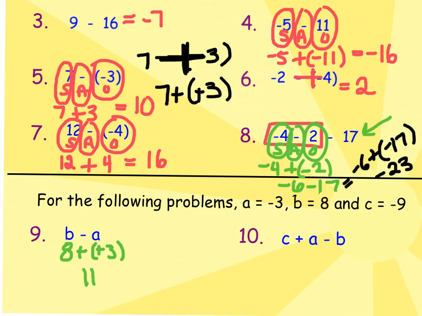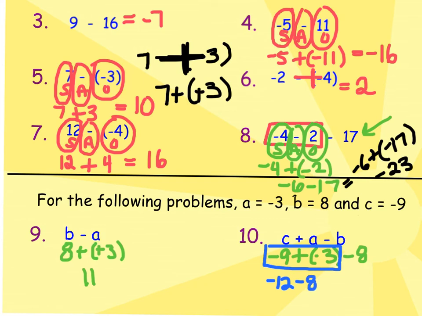All right, now let's do number 10. Number 10, we have c plus a minus b. C is -9. Then we put the plus sign. Then a is -3. And then we put the minus sign. And then b is 8. So just doing one thing at a time here, negative 9 plus negative 3 is negative 12. And then I have the minus 8 to bring down.